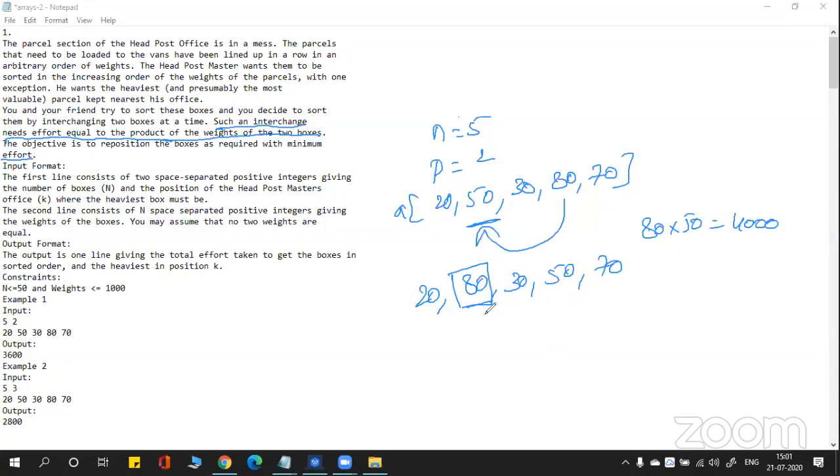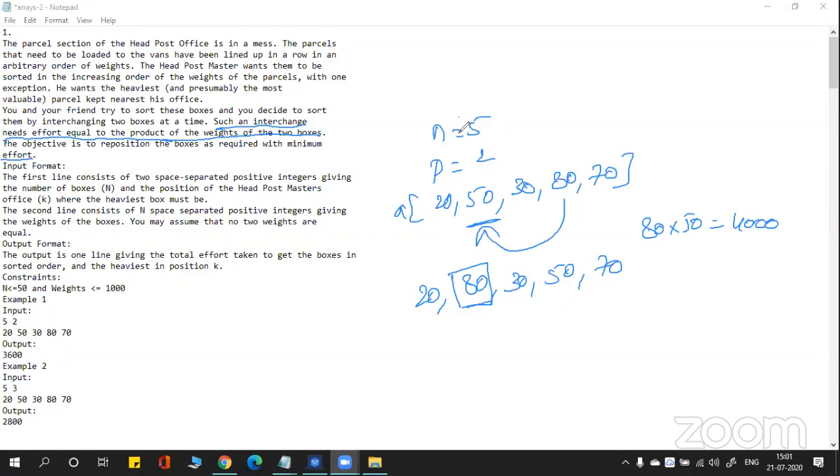Whenever you're swapping, what should the effort be? The effort will be the weights multiplied. So here my weight is 80, here my weight is 50, and I'm multiplying those weights, so it will be 4,000. Okay, so this is one process. So can we minimize the effort? Yes, can we minimize the effort?